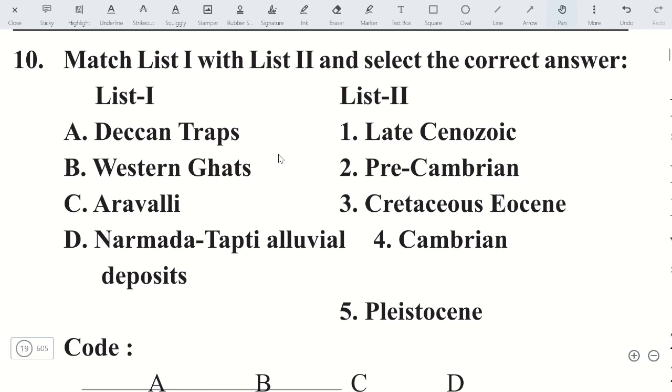Let's move on to the next question. We have to match list 1 with list 2. This type of question you can solve if you know any of 1 or 2, then you can use the elimination method. See, Aravalli is from the Precambrian era, and Deccan Trap is from Cretaceous Eocene. So let's check out the options.